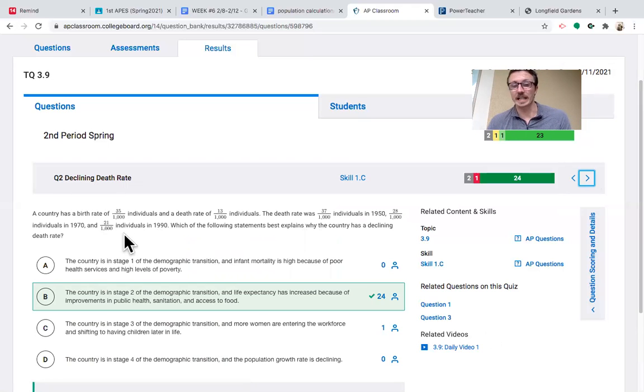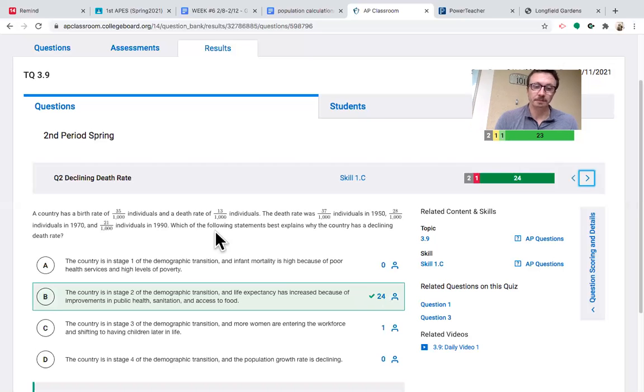So we have another question here. A country with a declining death rate. So they had a birth rate of 35 per thousand, which you could also represent as a percentage if you want, which would be 3.5%. Death rate of 13 per thousand, right? So these are crude birth rates and death rates currently. Now the death rate was 37 per thousand in 1950, and it's been decreasing. Which of the following statements best explains why?